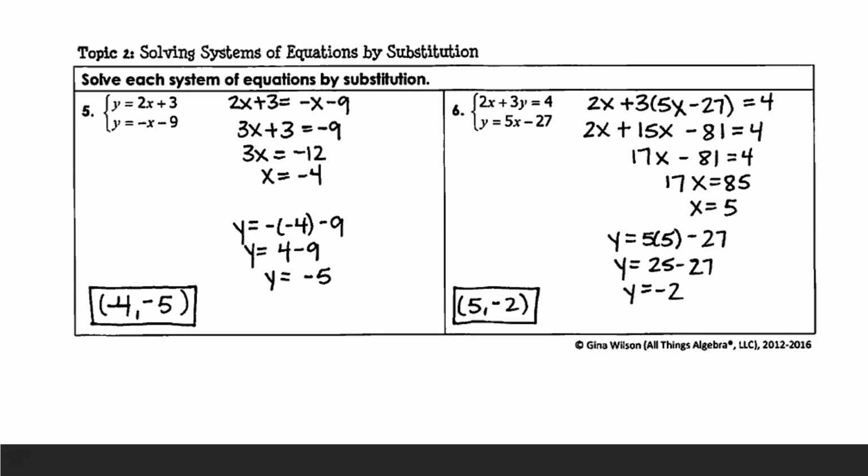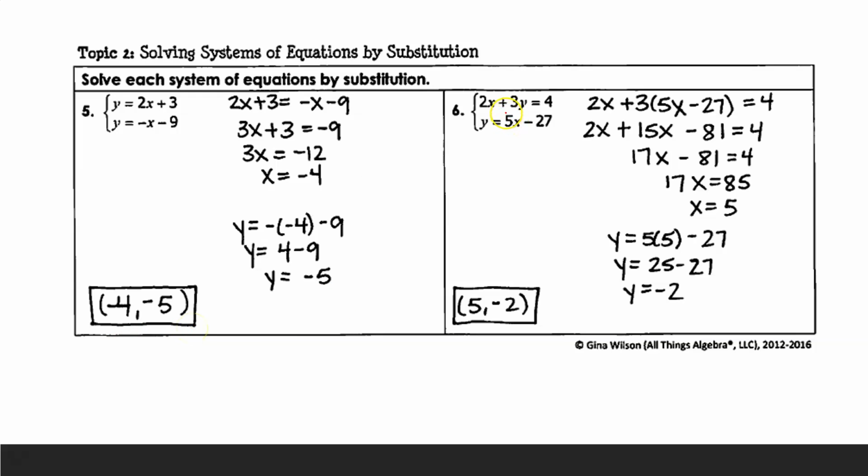Topic 2, solving by substitution. This is best to use when you have an x or a y that's already isolated. So I'm going to plug in this expression for that y, and then I'm going to solve. And then plug in for the other one. So I have negative 4, negative 5.